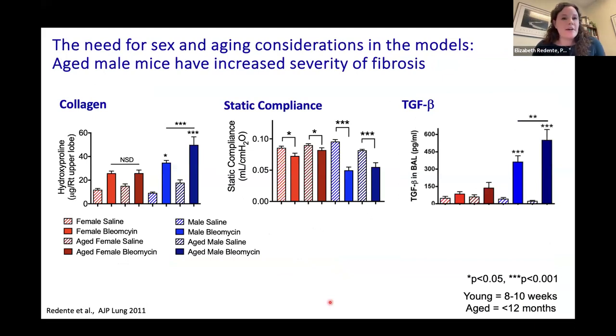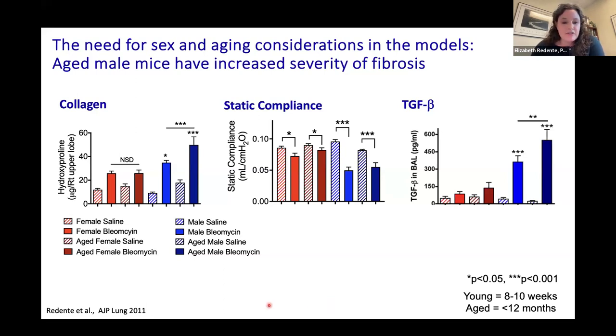Next, I want to talk about sex and age considerations in our model. We know that fibrosis is a disease of aging. We know that there's a greater prevalence in males compared to females. And so that becomes a really important component for us to study. And it's something that the NIH also cares a lot about. And so we should always be considering both age and sex when possible in our studies.